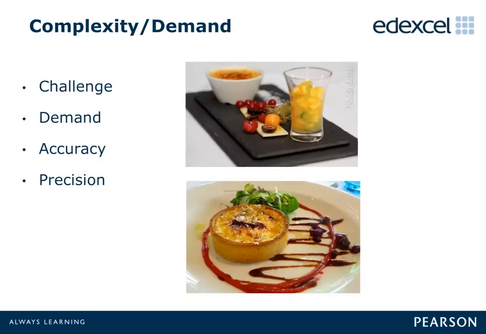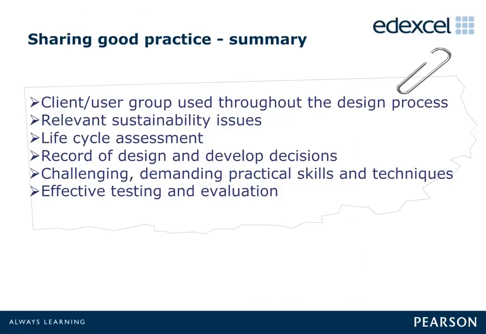To access the higher marks for this criterion, a challenging food product should contain a minimum of 4 technical component parts to allow the candidates to demonstrate the range of technical skills needed for advanced level food technology. A summary of best practice is shown on this slide.